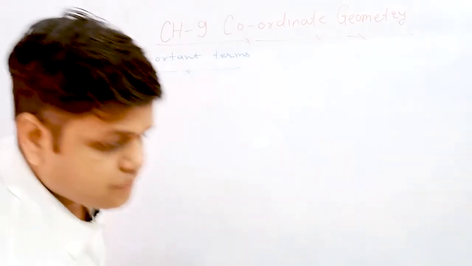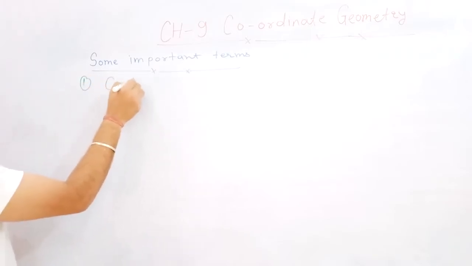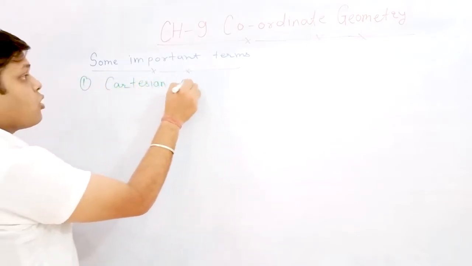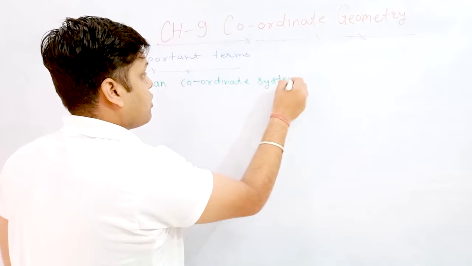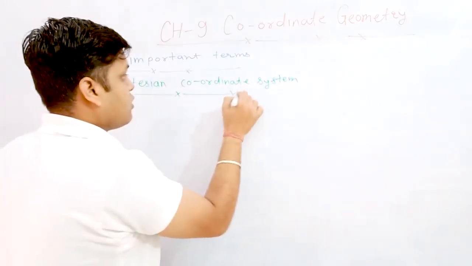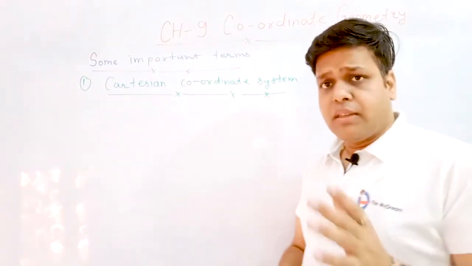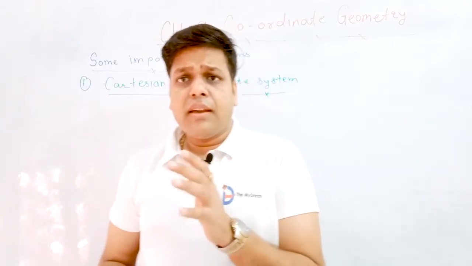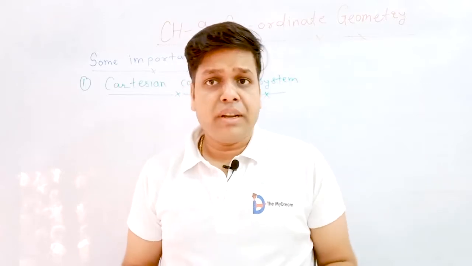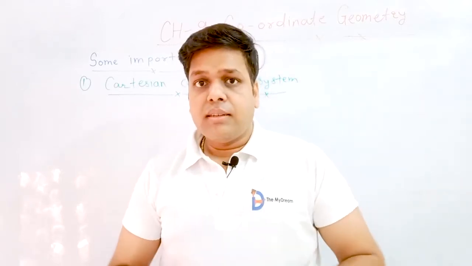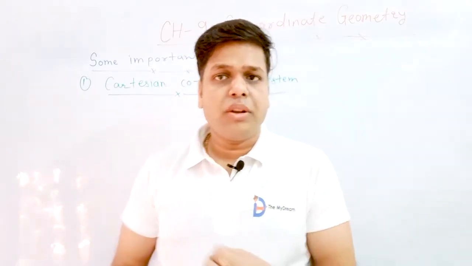First term is Cartesian coordinate system. What is the Cartesian coordinate system? So guys, in this system, first of all, we have to know about the two lines which are mutually perpendicular to each other. These lines make a system, a plane, which is known as a Cartesian coordinate system.